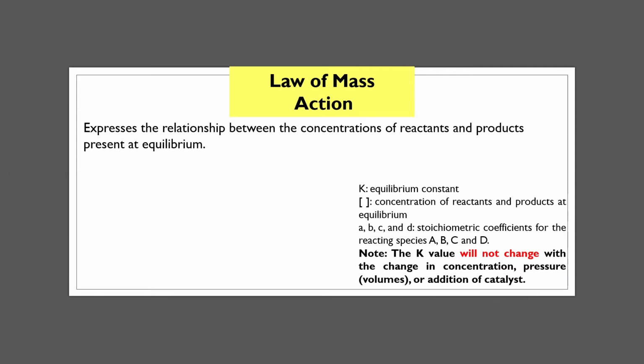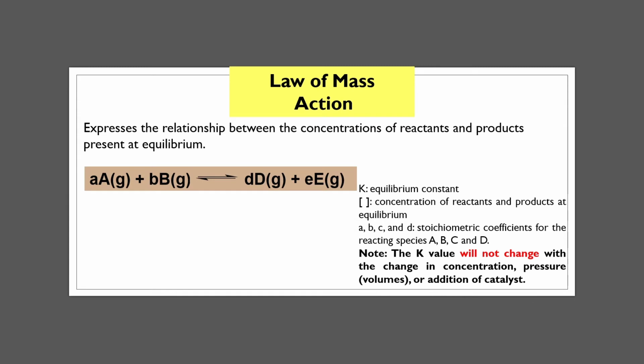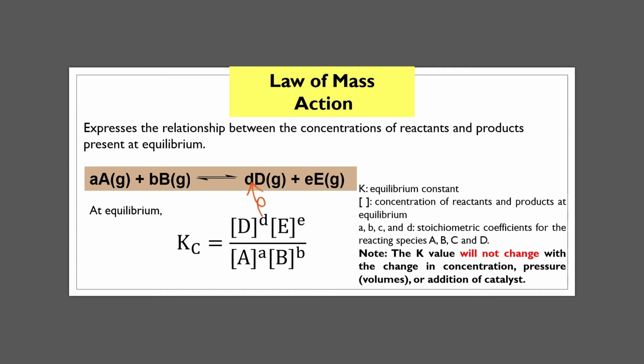For example, in this reaction, with a moles of A reacts with b moles of B to produce d moles of D and e moles of E. When equilibrium is reached, a constant, what we call as equilibrium constant K, can be written as the ratio of the multiplication of the concentration of product D, raised to the power of d, with the concentration of product E, raised to the power of e, to the multiplication of the concentration of reactant A, raised to the power of a, with the concentration of B, raised to the power of b.